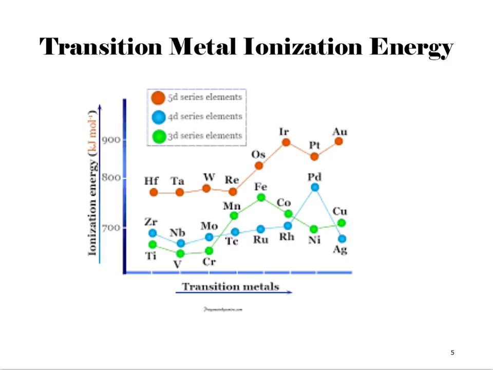The ionization follows a similar trend to the atomic size, right? Once we get to the 5D series, right? Now we're looking at ionization energy. Does anyone remember what ionization energy represents or how we think of it?